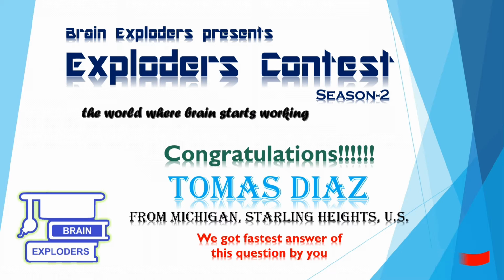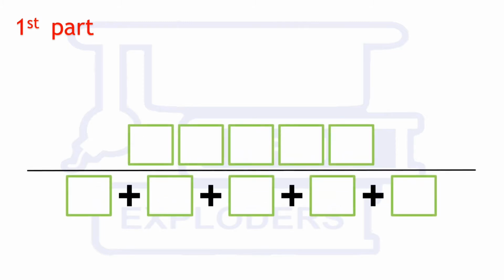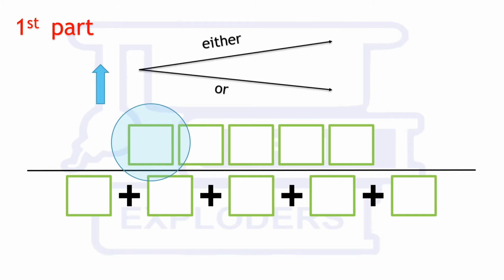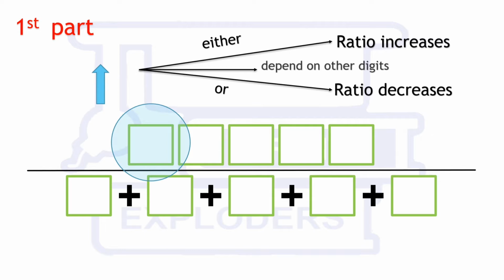So here is the solution for the first part. This is the number over the sum of its digits. First we will analyze the first digit. If we increase the value of this digit, then the value of the ratio may either increase or decrease, and sometimes it may depend on other digits also.